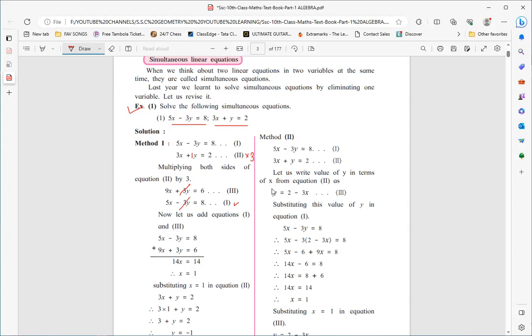Now this 3y and this 3y get eliminated, because when you add equation 3 and 1, plus 3y and minus 3y get eliminated. And what is left is 9x plus 5x, which is nothing but 14x, is equal to 8 plus 6, which is 14. So 14x is equal to 14. So x will be 14 upon 14, which is 1. So this is your first answer. Okay, one variable you have found, x equal to 1.